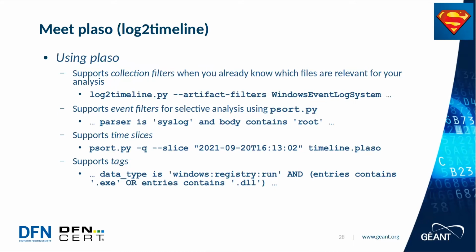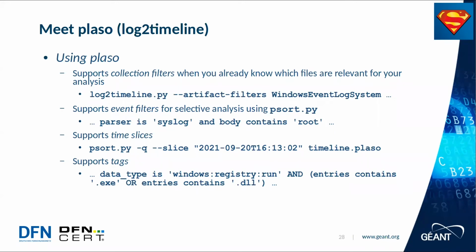Okay, just a few command line examples so you get the idea. If you know from the first place that you're only interested at this stage in, for example, Windows event logs, you could just tell log2timeline to just use Windows event logs. Don't put any other timestamps into the timeline. You can always come back and introduce other timestamp sources as well.